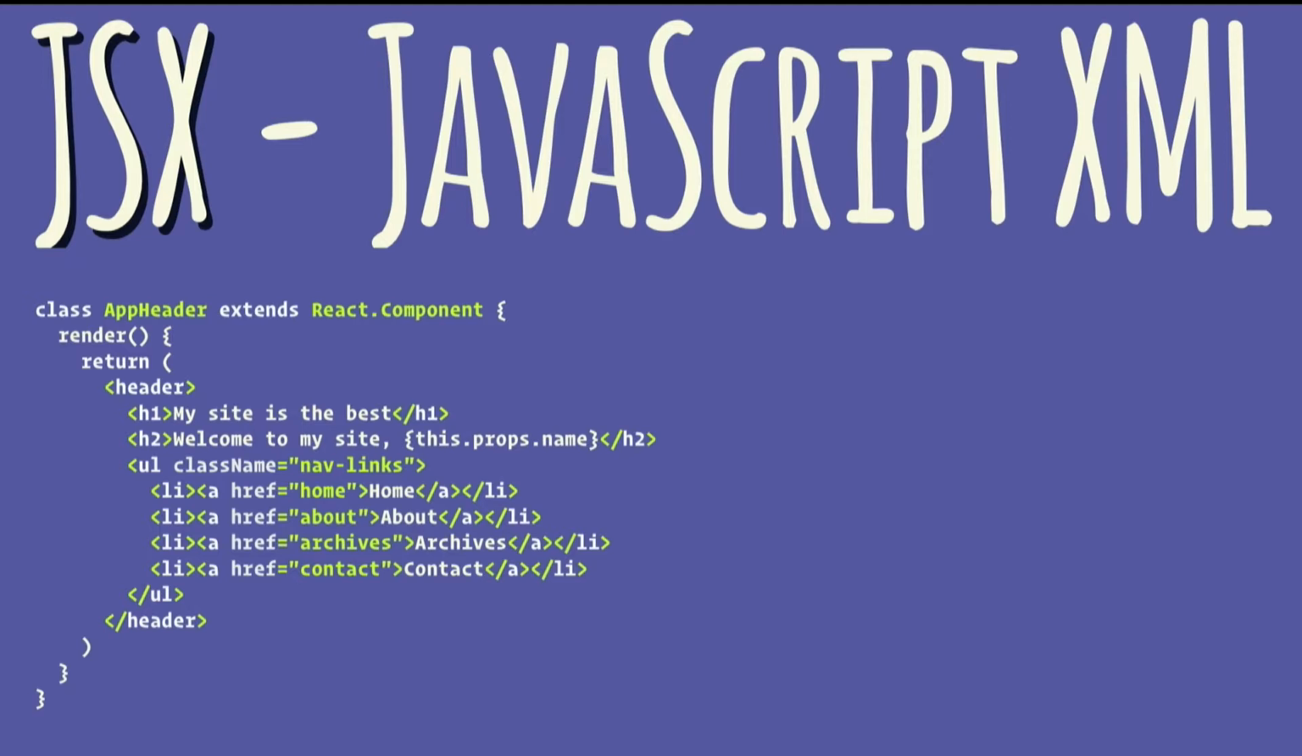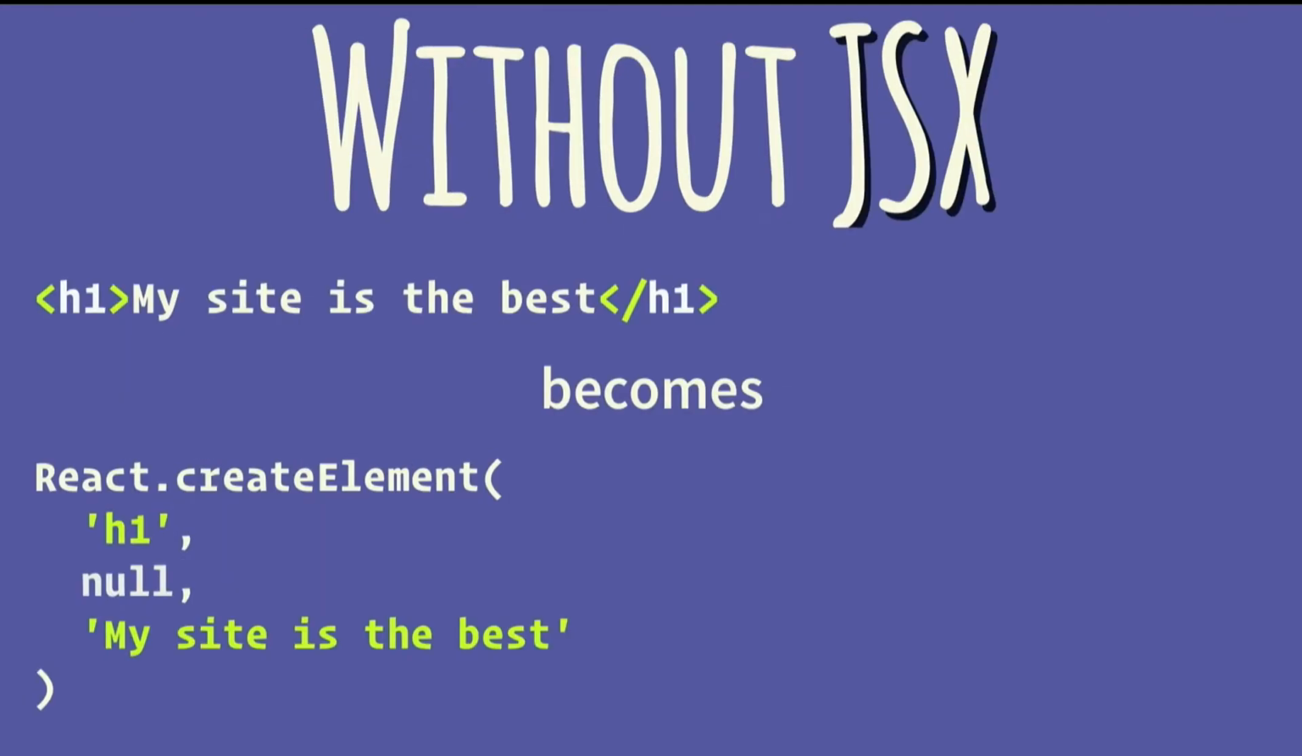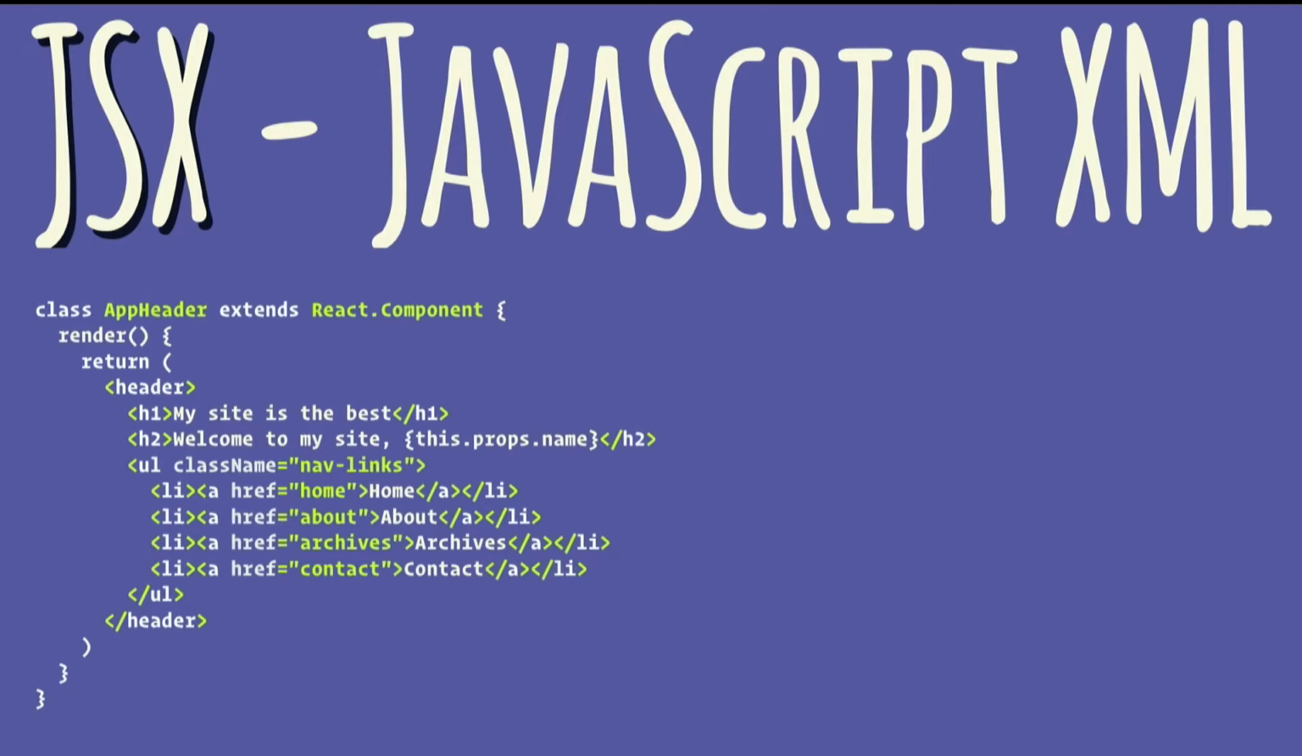But this is all just shorthand for this, really. So that in JSX, that H1, is really this. You're really doing React.createElement, passing it the tag name, then forget the second argument for now, and then passing it its children, like the string "my site is the best." So really that's what you're doing. So JSX is a syntax extension to JavaScript to help describe what the UI should look like, essentially.